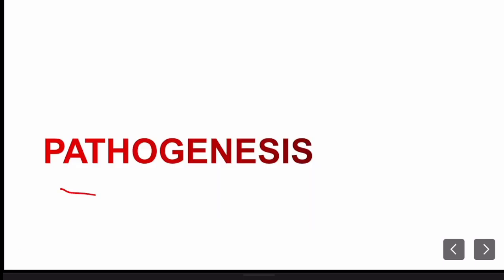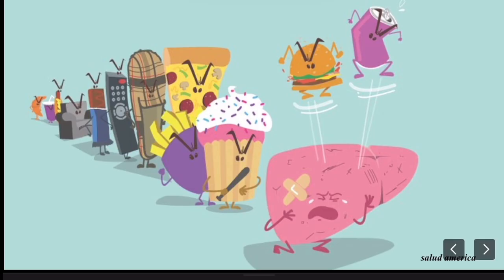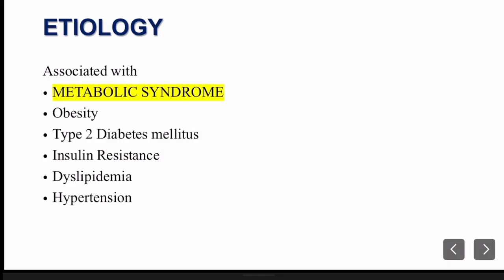Now next we come to the important topic, that is how MASLD develops. That is the pathogenesis of MASLD and its progression to MASH. The main drivers of MASLD and later on MASH are the lifestyle factors, and mostly they are related to our diet and the sedentary lifestyle. So junk food, processed foods, high sugar diet, and high fatty diet, they all are the culprits for development of this MASLD. So now let's move on to the various etiologies that can cause the MASLD.